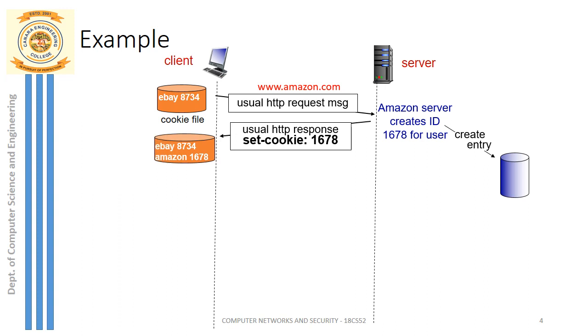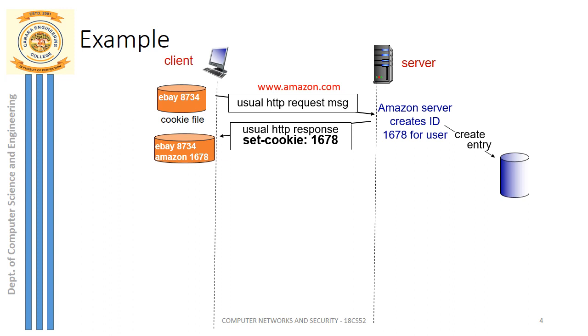The client types www.amazon.com. Now the client will be sending an HTTP request message to the server. When the server receives the request message, it finds that the client is visiting the server for the first time. That is why the server creates an identification number in the server's database. In this example, it creates an ID 1678 for the client.